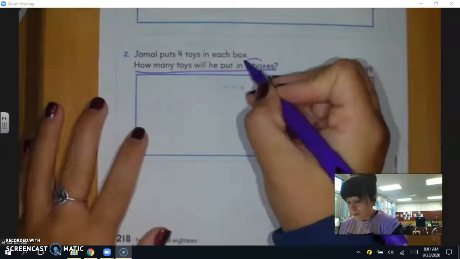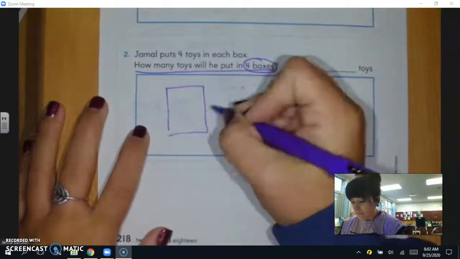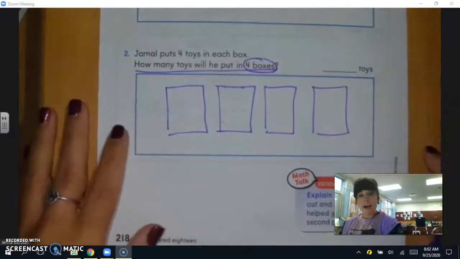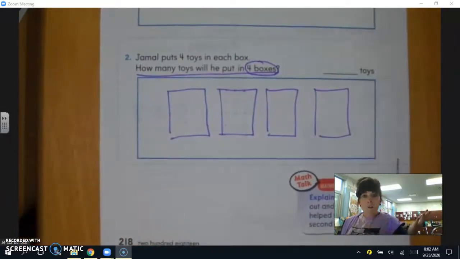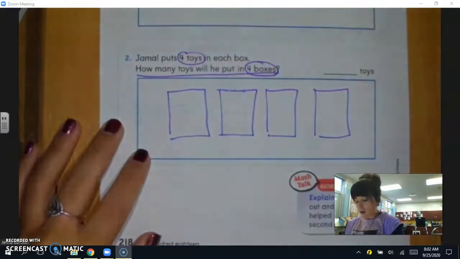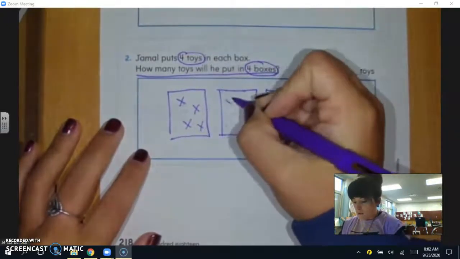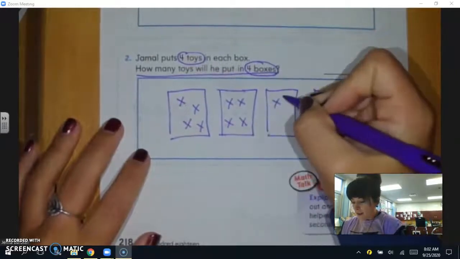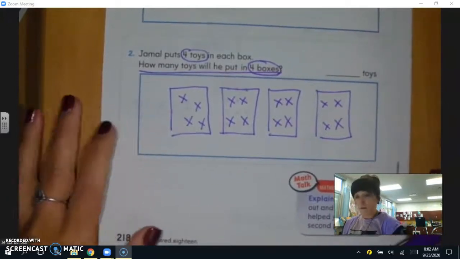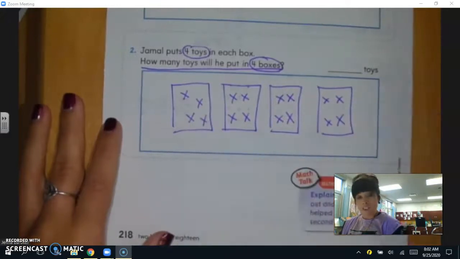So we need to know that there are 4 boxes, right? That's important. So right away, I'm going to draw 4 boxes. And I'm just going to go like this. 1, 2, 3, 4. I got 4 boxes. Well, how many toys are going into those 4 boxes? 4 toys. So I'm just going to draw 4 dots. You could do X's. I might do X's. That might be easier. So there's 4 in each box. Okay, I got my picture drawn, right? I have 1, 2, 3, 4 boxes, and there's 1, 2, 3, 4 toys in each box.